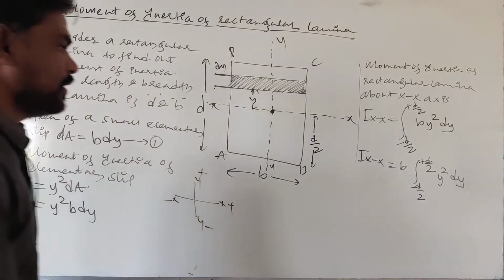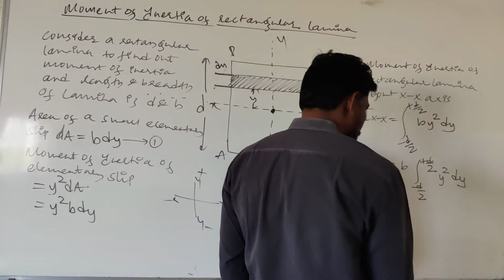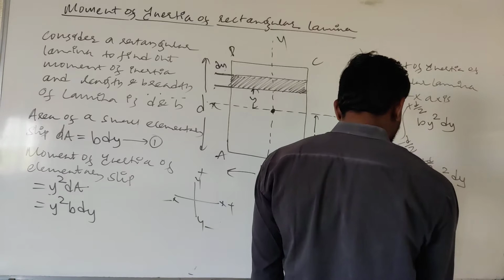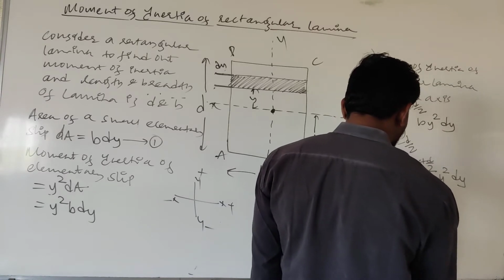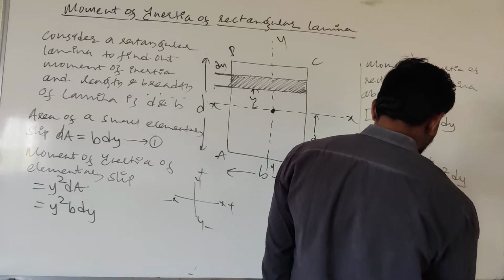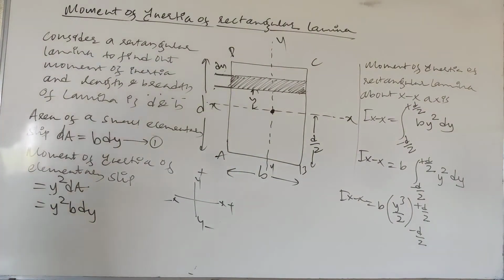So next, here Ixx is equal to b. So integration of y square, see what happens: y cube divided by 3, so plus d by 2 minus minus d by 2, right?